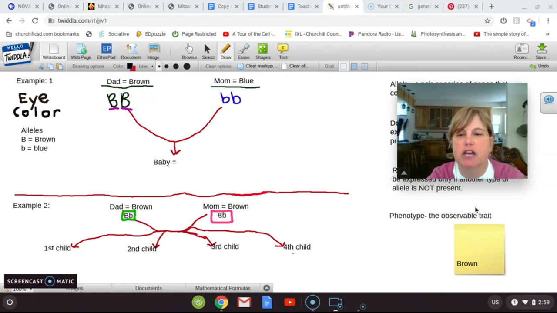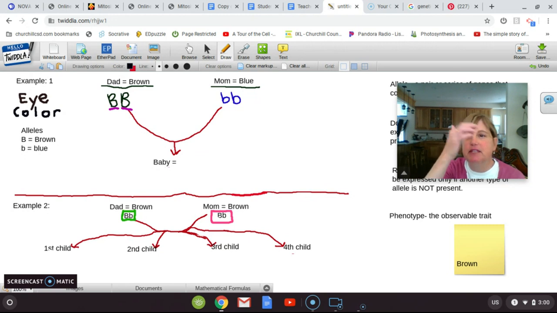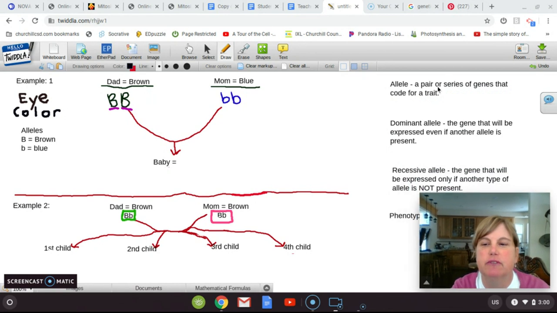And then phenotype happens to be the observable trait. What is showing? What do you see? You see brown hair, except I had some highlights. So you see brown hair on me. So brown was my phenotype. Brown eyes are my phenotype. That's what you see when you look at me. So what you see is the phenotype, what's actually showing. So those are those vocabulary words.